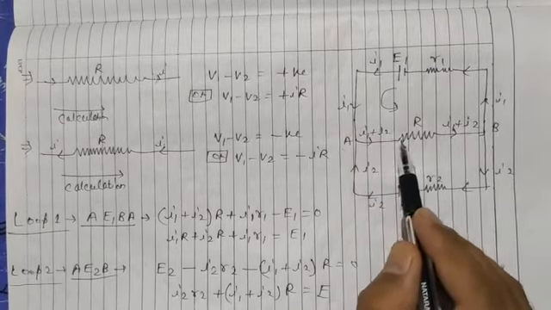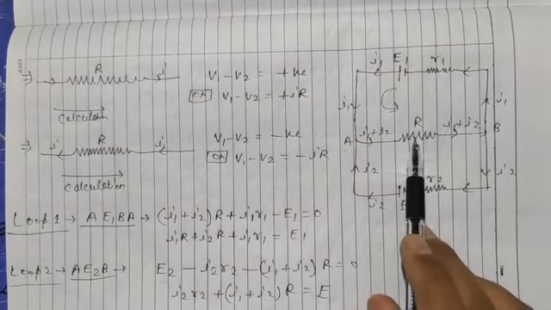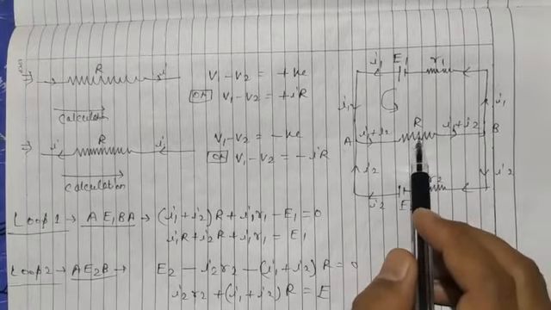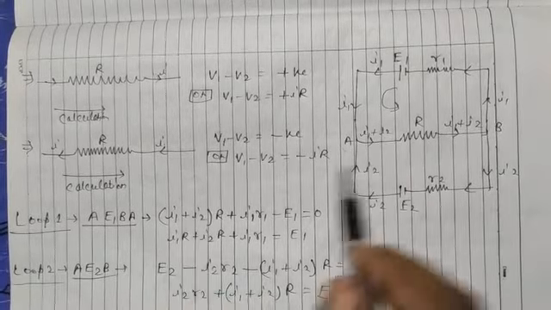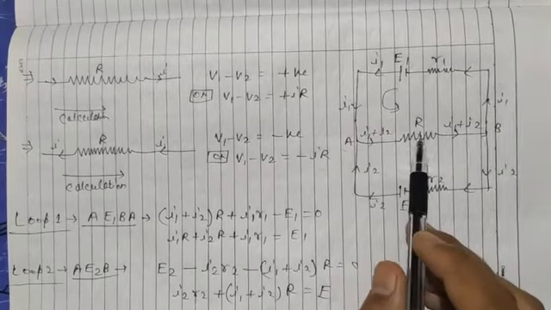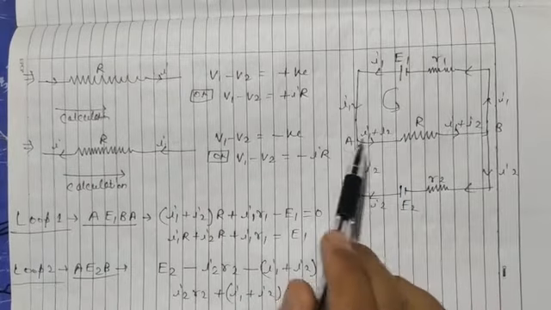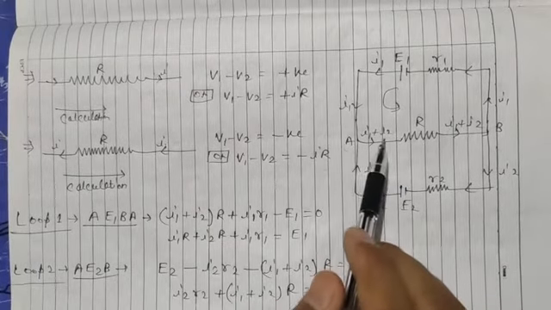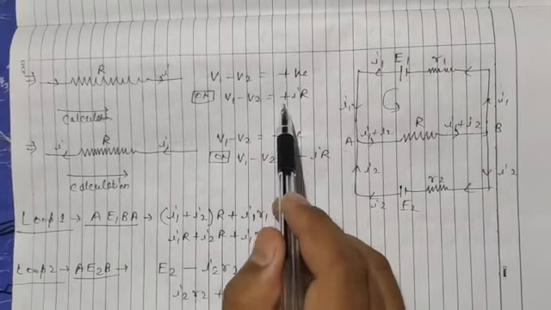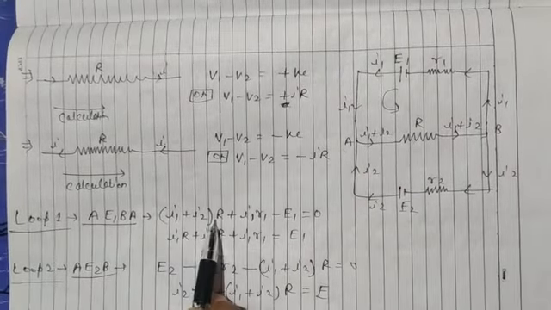This is our first element, a resistance, and the potential difference of this resistance is given, according to Ohm's law, by V equal to IR. The current here is I1 plus I2, multiplied by resistance R, I1 plus I2 R. And the sign of the potential difference according to this rule: the direction of calculation is here and the direction of current is also here. Both are the same, so the sign of IR is positive. So we write here positive I1 plus I2 R.